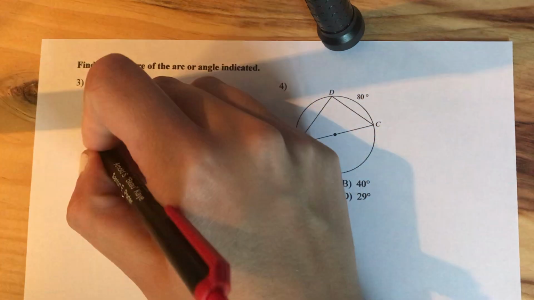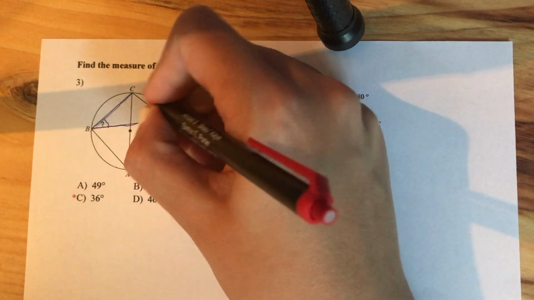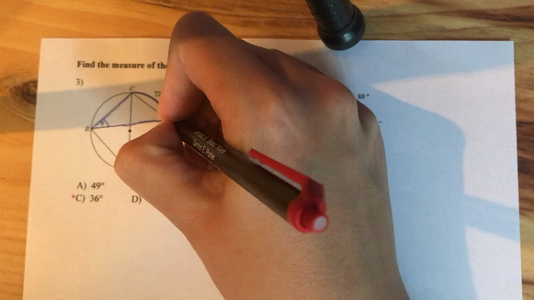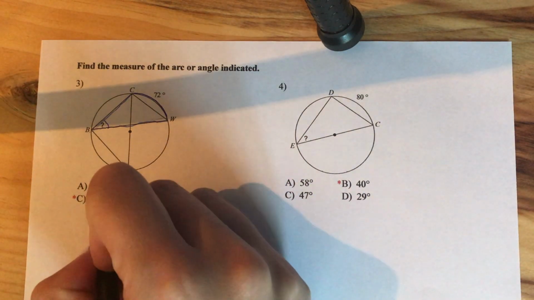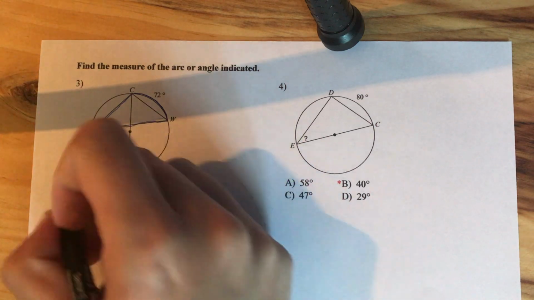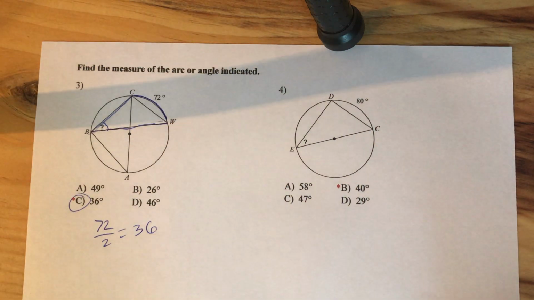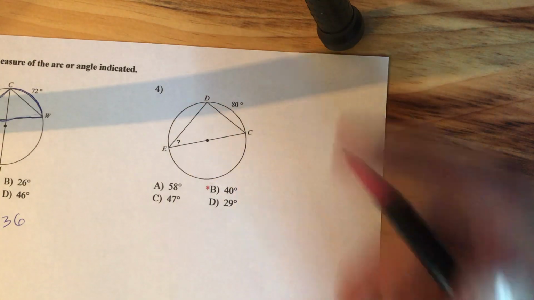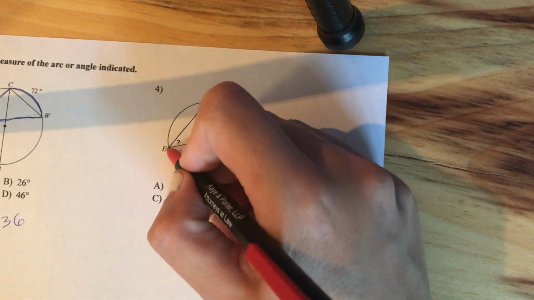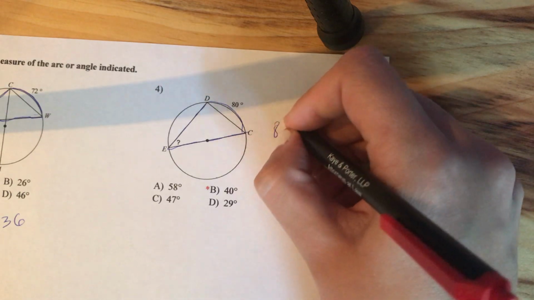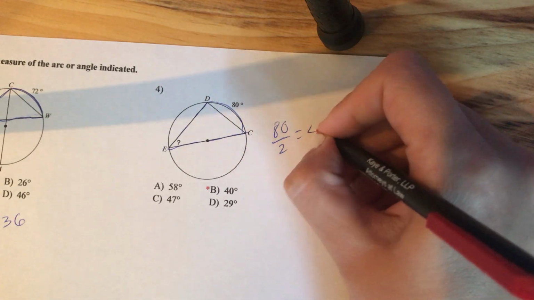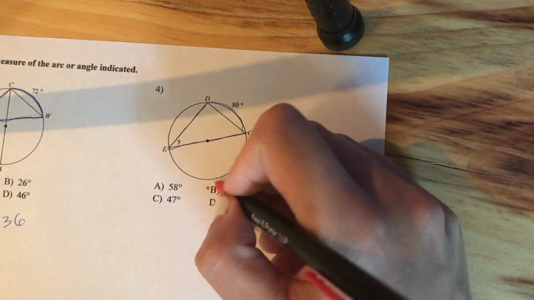But basically, this is an inscribed angle, so we know that this angle is half the intercepted arc. So I can take 72, divide in half, and that is 36, and that is my answer. Pretty straightforward. Same thing over here. We know the intercepted arc is 80, so I can do 1/2 of 80, and that is 40. So B.